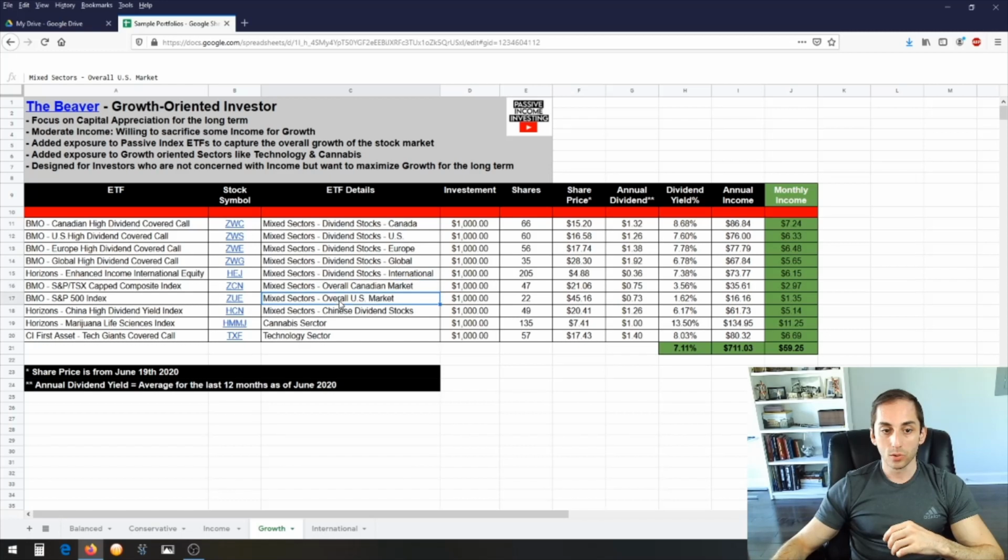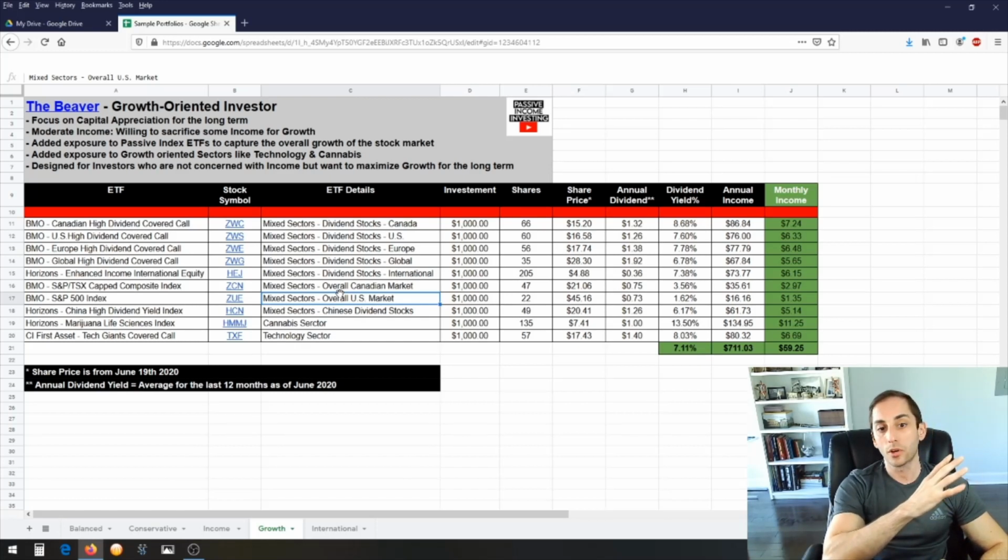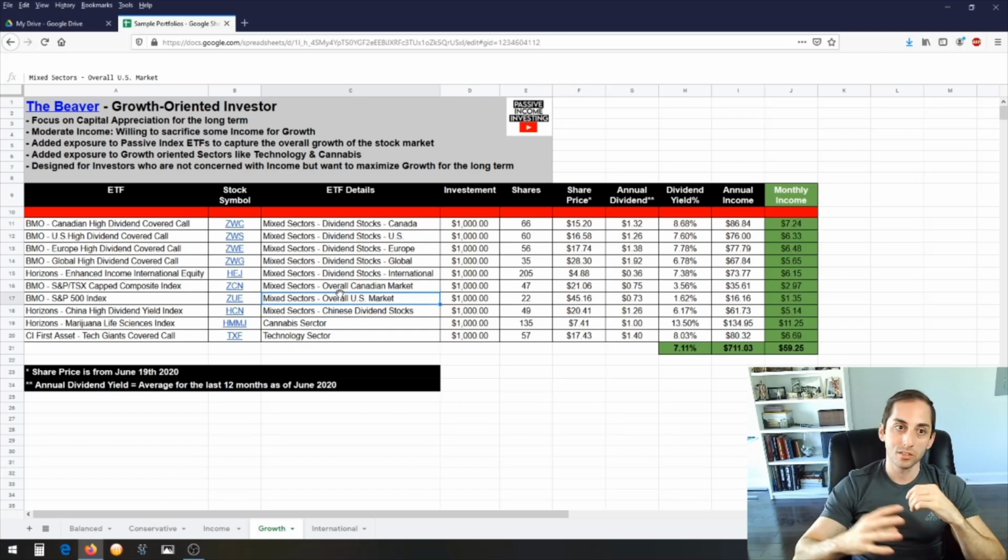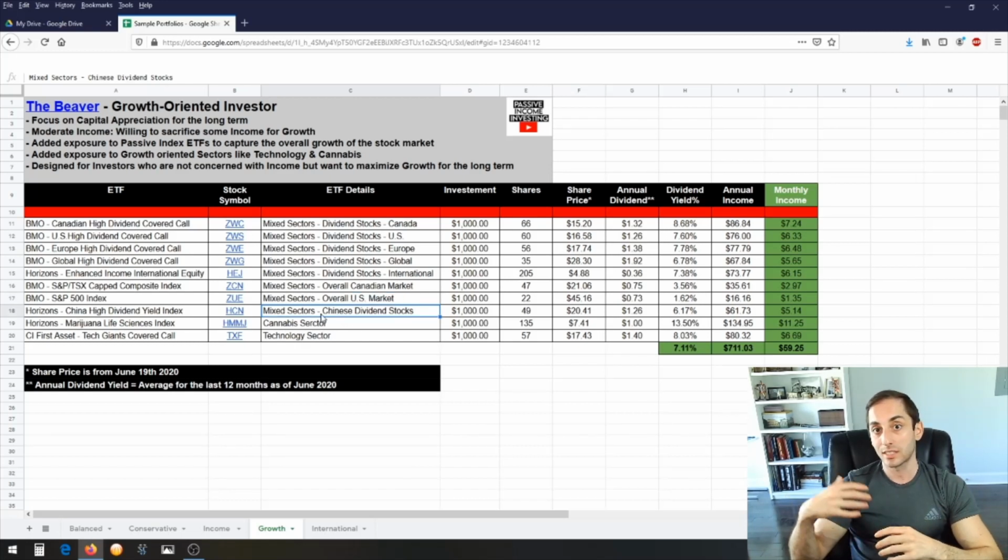the US. So the passive index ETFs are really known to provide growth because they follow the stock market. So if the stock market really grows significantly in the next 20 to 30 years, that's where that capital appreciation is going to come from. You also have some exposure to HCN, or Chinese dividend stocks. It's a very fast growing economy, so I added China in there, as well as specific sectors that are considered growth potential sectors. Technology and cannabis is in there.